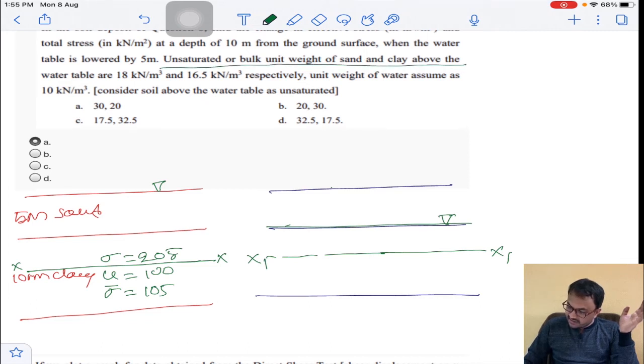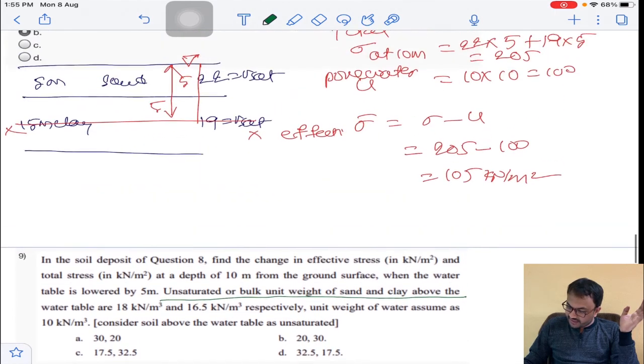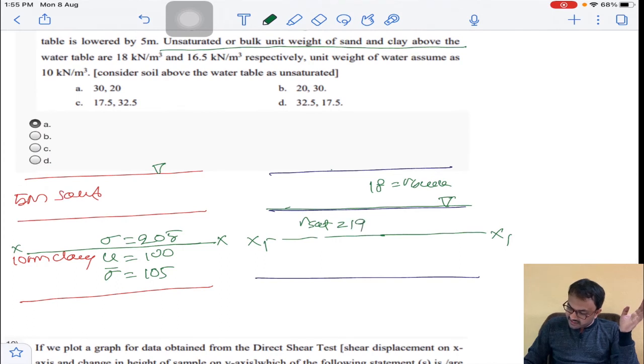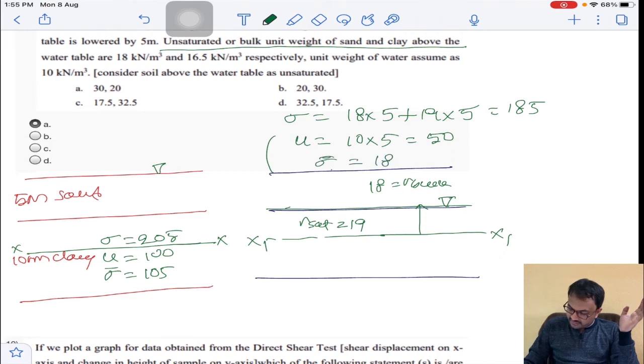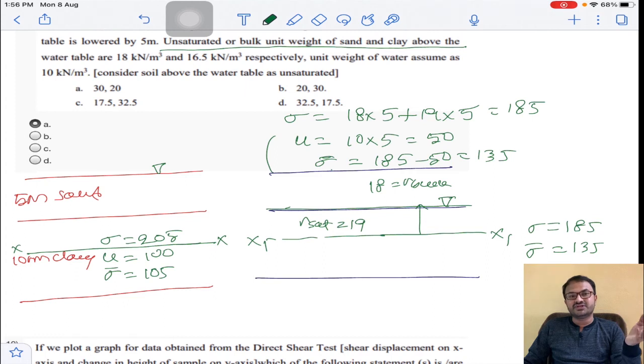Now in this case, he has given the unsaturated bulk unit weight of sand, gamma bulk is 18, and here it is saturated because the water table is above. So the saturated unit weight of clay is 19. For this case, I am calculating total stress is equal to 18 into 5 plus 19 into 5. You will get 185, and pore water pressure U is equal to 10 into 5, so the water will rise only up to 5 meters. It is 50. Effective stress is equal to 185 minus 50, that will be 135. So in the second case, total stress is 185 and effective stress is 135.